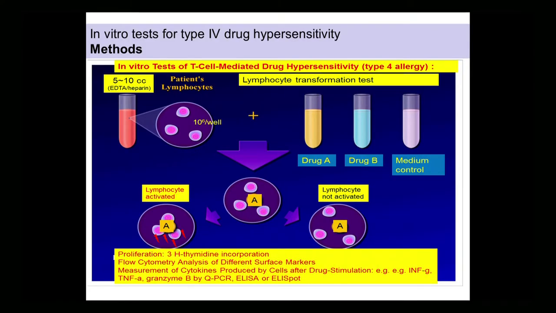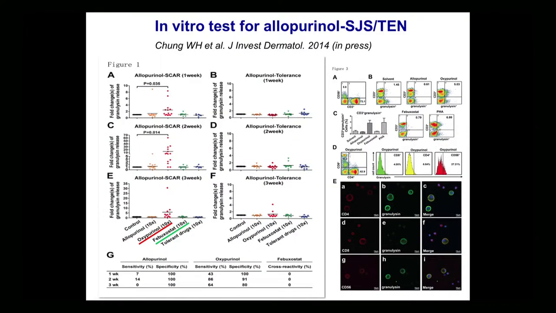But by using the appropriate biomarker, such as granulysin, we found granulysin is a very good biomarker for the in vitro assay. So if you look at granulysin, allopurinol is the most difficult drug to get a positive in vitro test, even the ex vivo skin patch test.